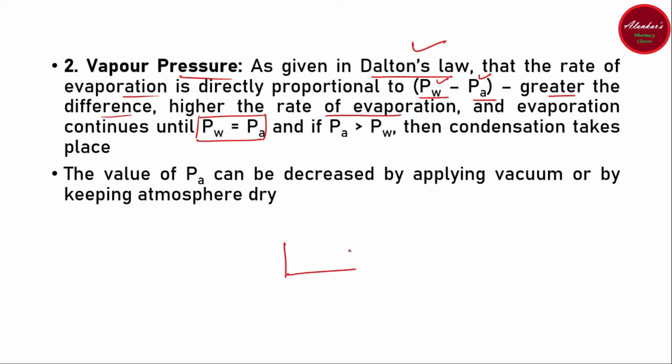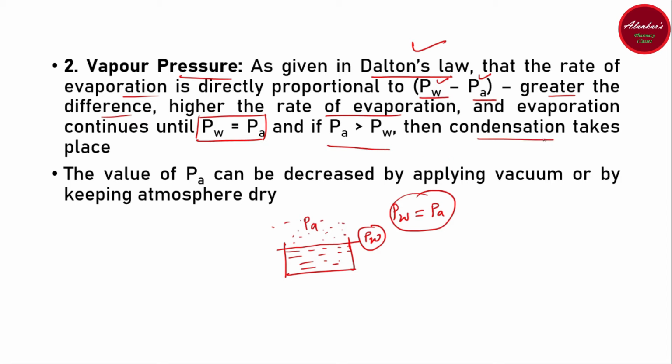Let us assume that there is a vessel in which we have kept a liquid, and this liquid is heated by any suitable means. If the atmosphere is saturated with vapors, that means the vapor pressure exerted by the film of air just over this liquid is almost the same as that of the air present over the fluid, and in this way the value of Pw will equal Pa and evaporation will stop. There may be a case where Pa will be greater than Pw. In this case, condensation will take place. That is the reverse of evaporation.